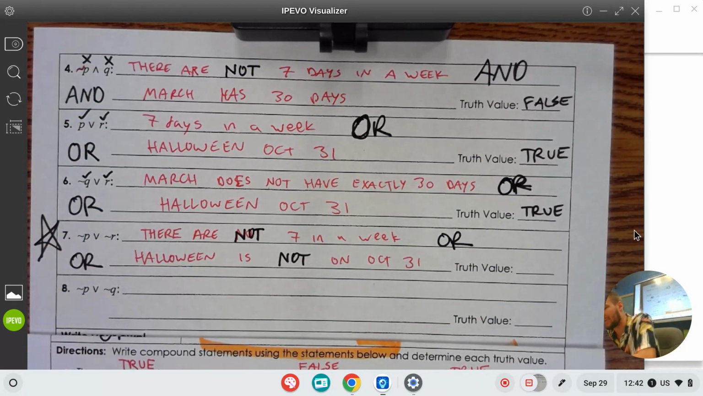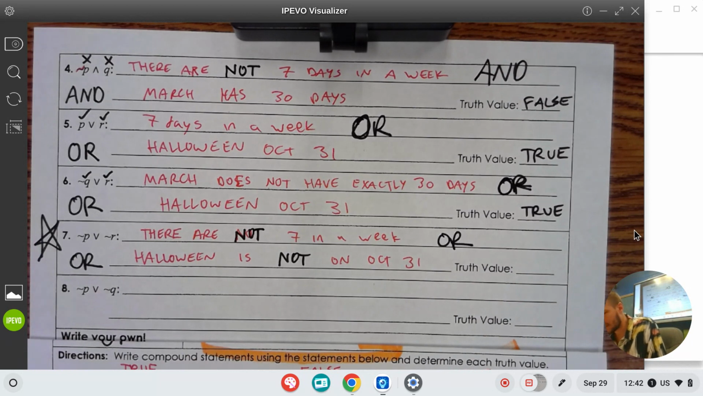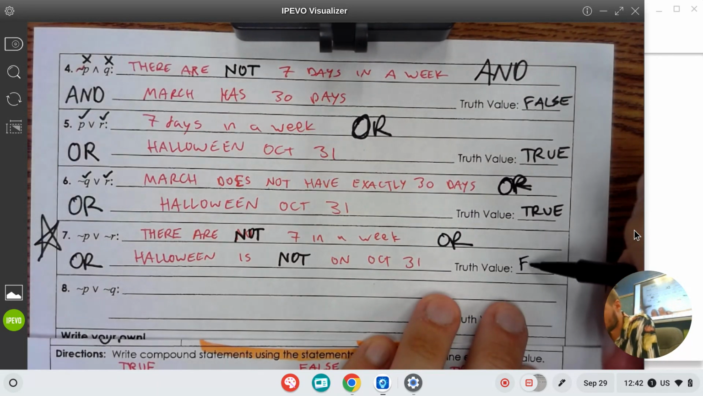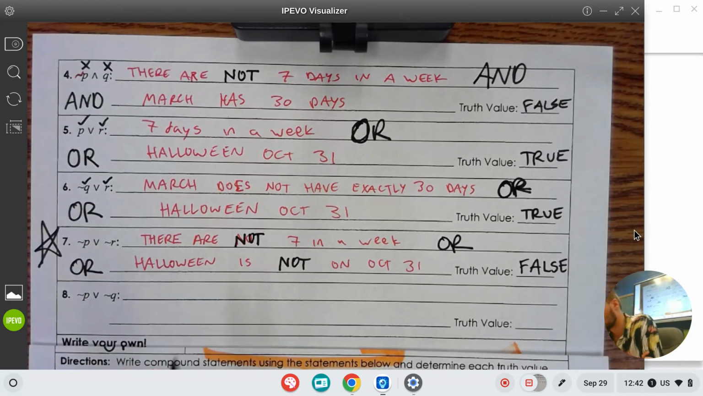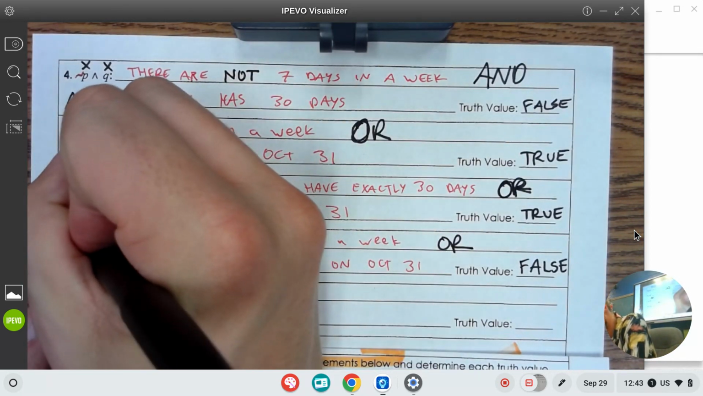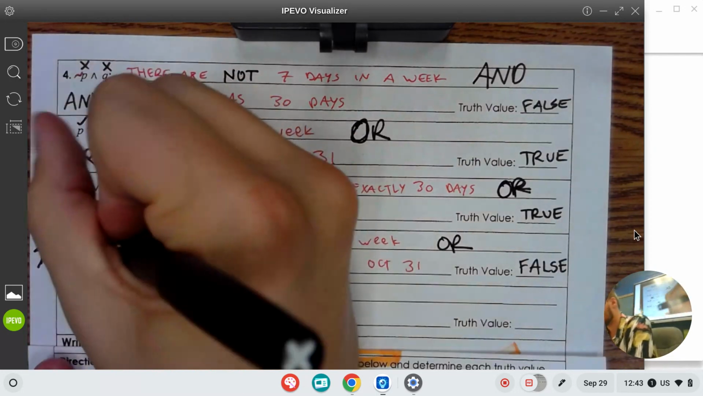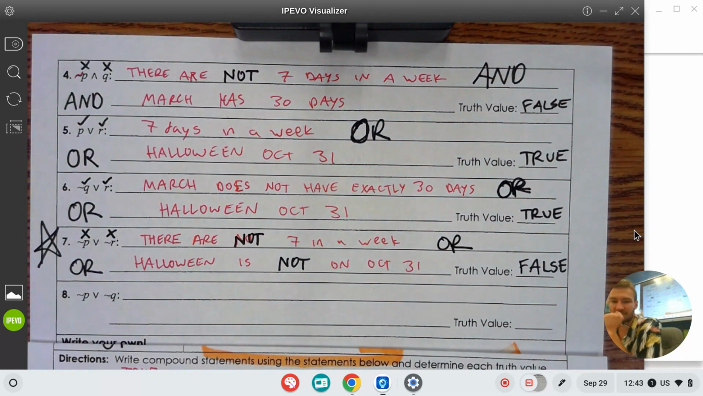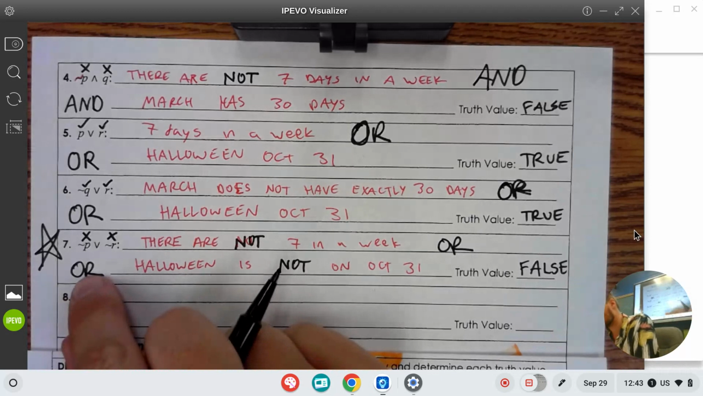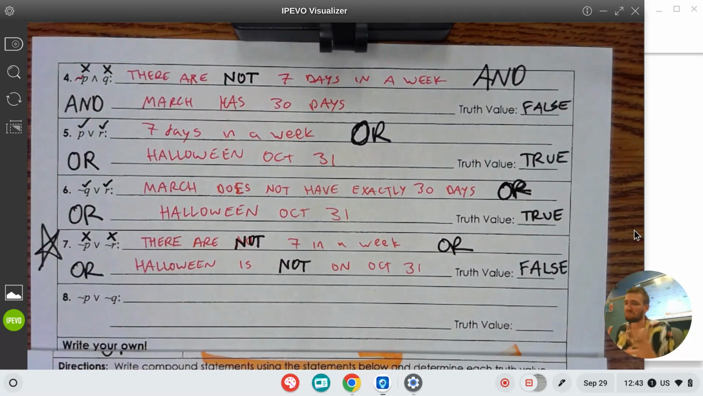Okay, again, I think this is the most important one of the whole day. What is our truth value for this compound going to be? What'd you say? False. There are not 7 days in a week. That's just wrong. There are 7 days in a week. Halloween is not on October 31st. That's wrong. Yes, it is. For an or statement, we only need one truth, but for this question, we have false, false. So, false it is.